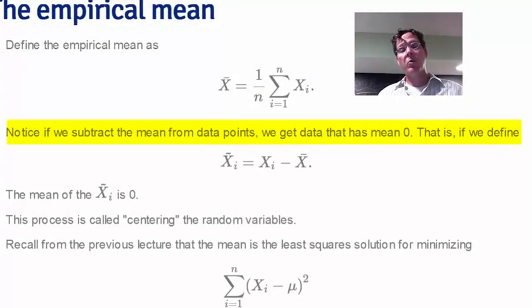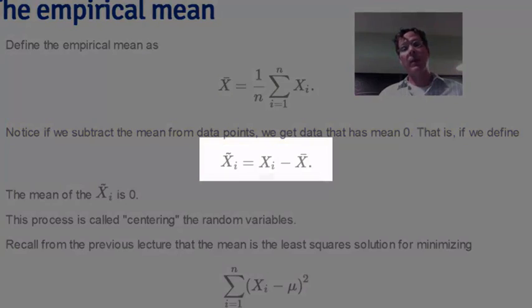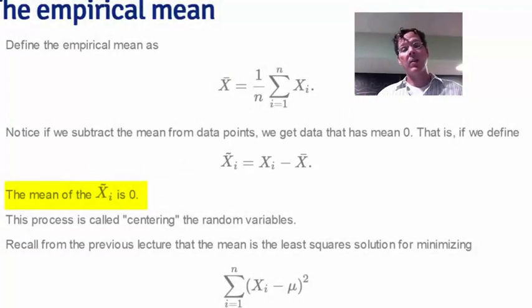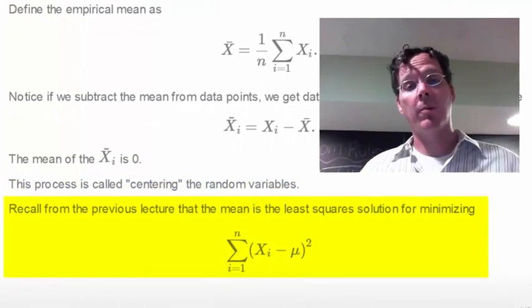Notice, if we subtract the mean from every data point, then we wind up with a new data set with n observations. However, this new data set has mean 0. So notationally, if I define xi tilde as each xi point minus the mean, then this new data set, the xi tildes, have mean 0. This process is called centering the random variables. And you can check it empirically by simply generating a bunch of vectors, subtracting the mean from each element of the vector, and taking the mean of the new vector, and you'll see that it's always 0.